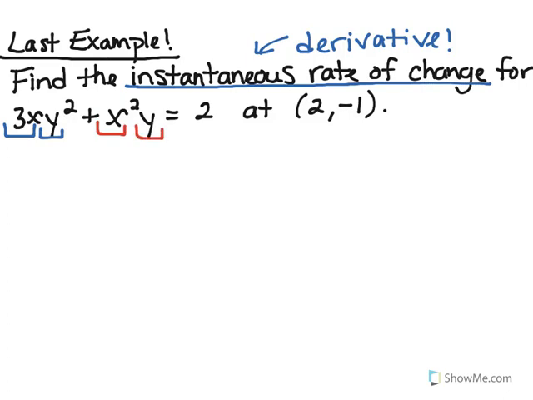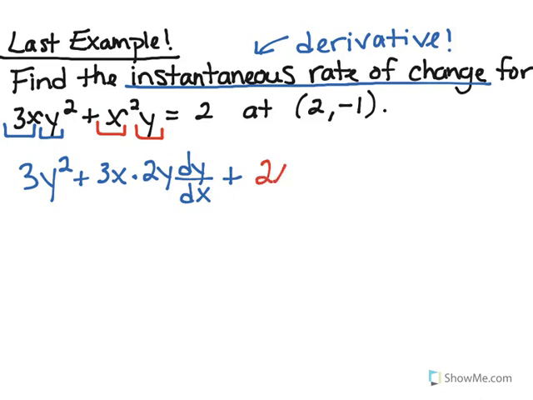So here we go. The derivative of 3x is 3, keep the y squared. Plus, keep the 3x, multiply by the derivative of y squared, which is 2y dy/dx. Plus, now we need to do the derivative of x squared y. The derivative of x squared is 2x, keep the y, and then the derivative of the other way around is x squared times dy/dx. And that's all equal to 0, the derivative of 2.